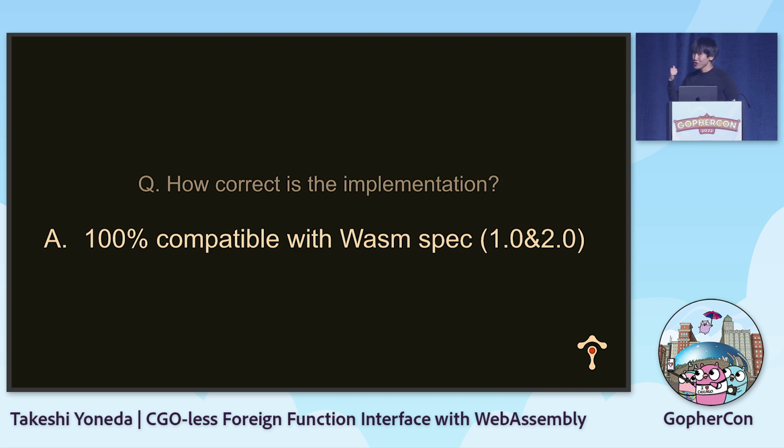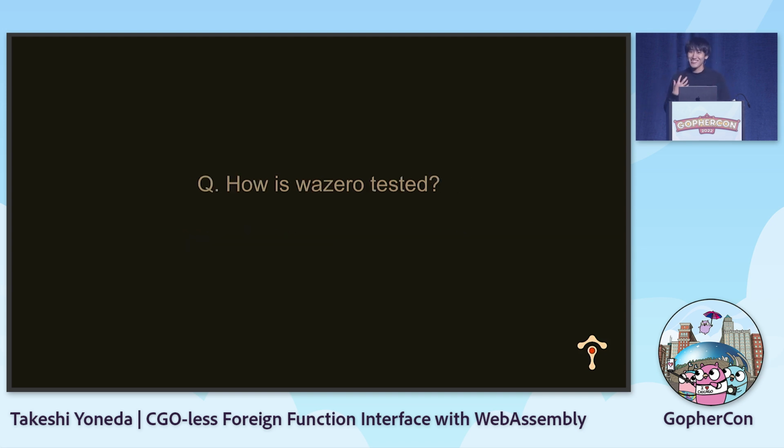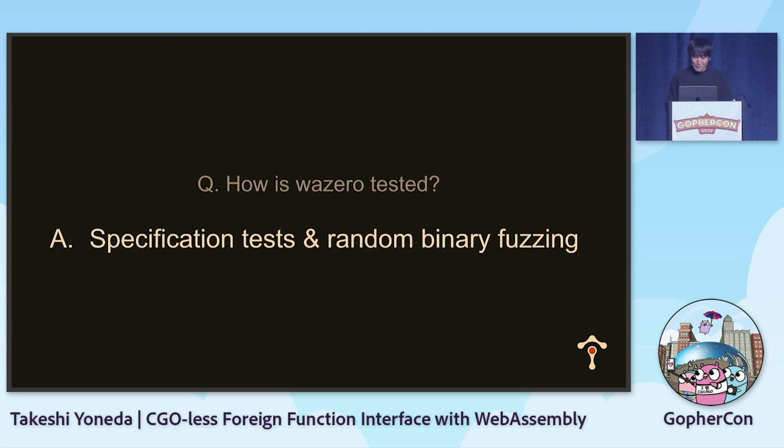So we have 1.0 and 2.0. 1.0 is the W3C recommendation, and 2.0 is still in W3C draft state. But we're compliant with both of these specifications at the same time. But how is it tested? How can I say that it's compliant with the specification? Because the WebAssembly specification has something called spec tests, which allow us to make sure that our virtual machine or runtime implementation is correct. And luckily, we are passing 100% of the specification tests, and that is why I'm saying that wazero is 100% compatible with the specification.